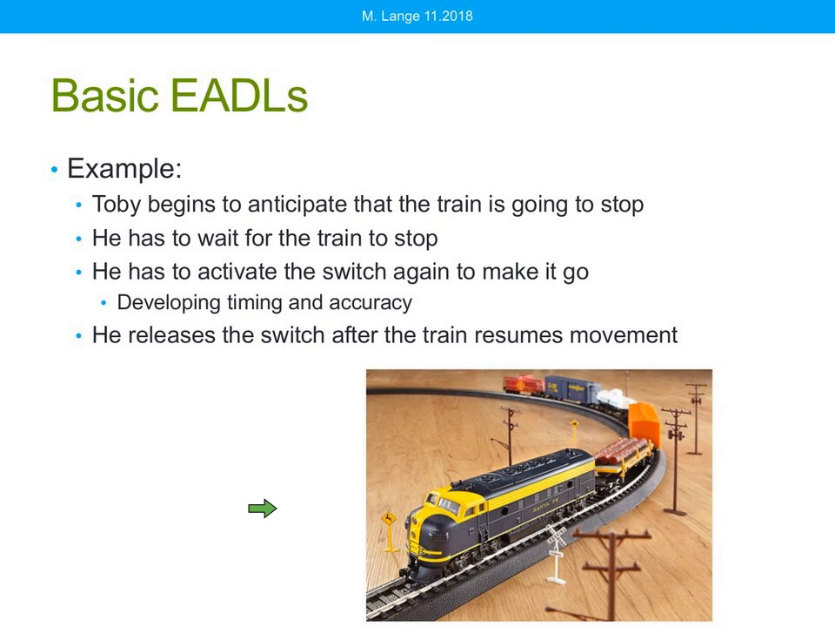Toby begins to anticipate the train's going to stop. I have to wait for the train to stop. And then I'm going to activate my switch again to make it go because I'm so motivated by this activity. I really want that train to move, and so I'm going to be interested, motivated to hit the switch again. So again, developing and managing that anxiety, waiting, and developing timing and accuracy in activating the switch.